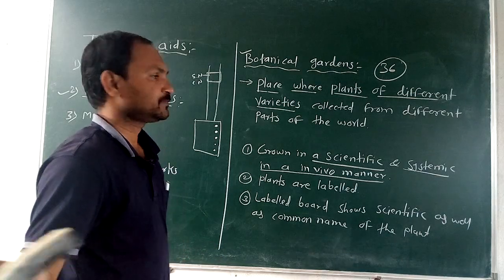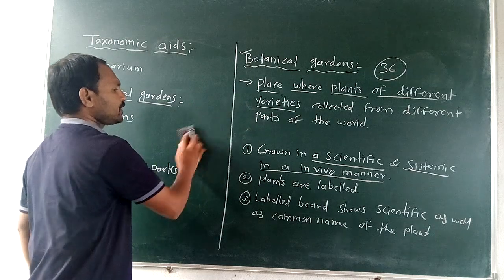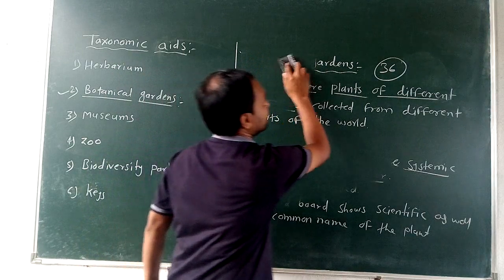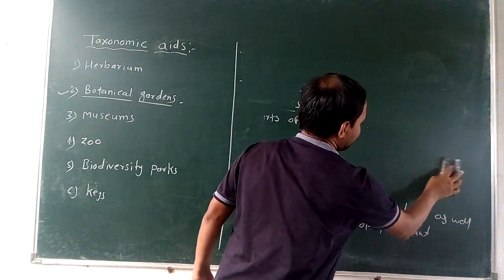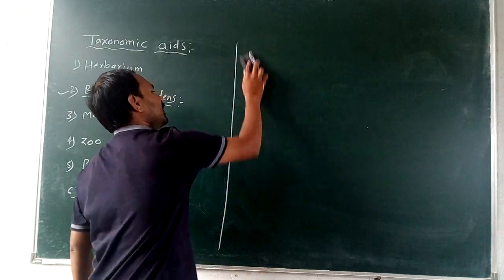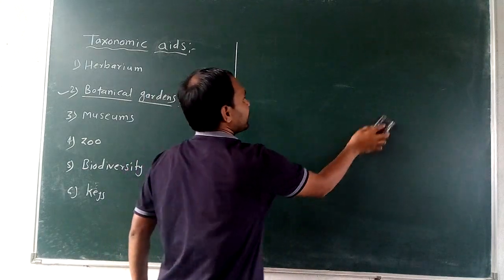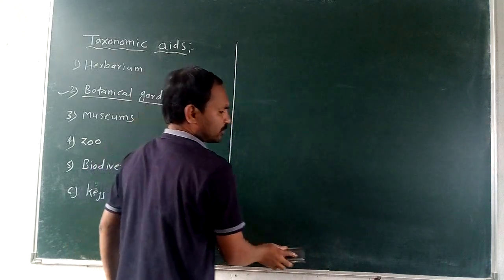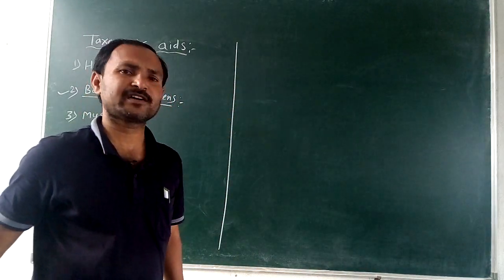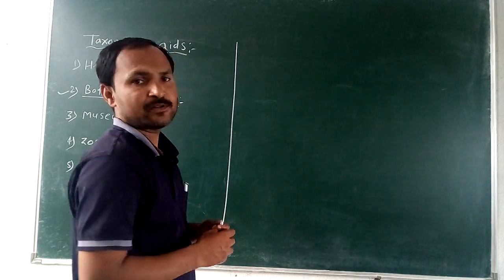Now the third one, that we call the museum. Museum is a very interesting tool to study taxonomy. In a botanical garden we can study the diversity of plants. There are different types of plants that can be studied in the botanical garden. Always we cannot go to the forest or any other place to study the plants. In the botanical garden, all the plant varieties are collected at one place, and very simply we can study the plants.